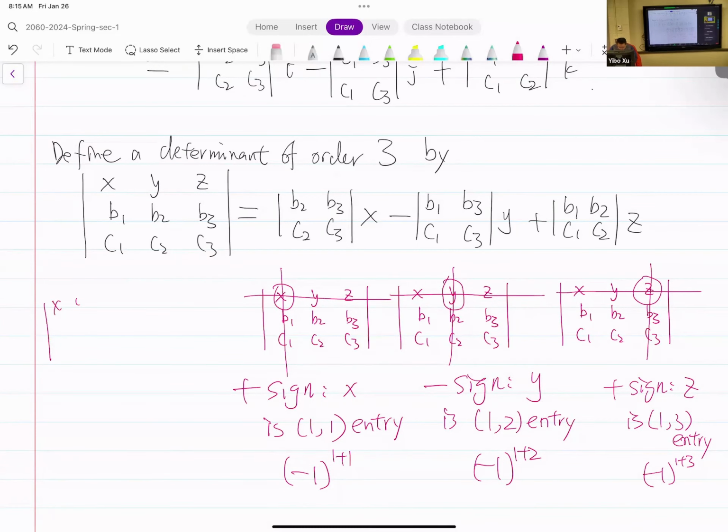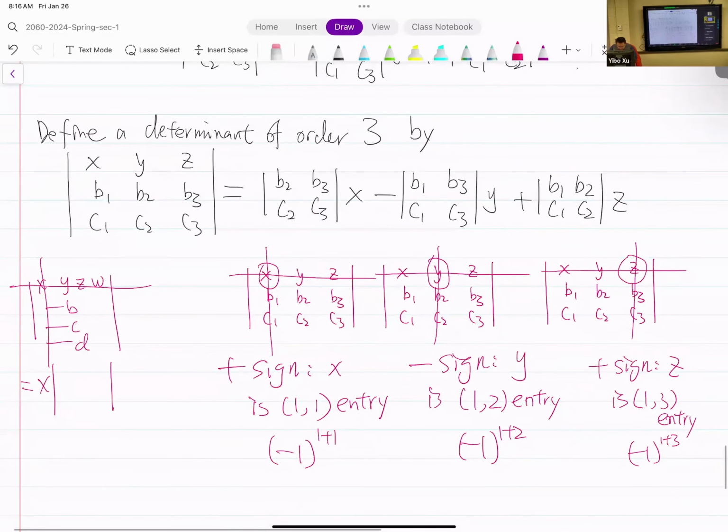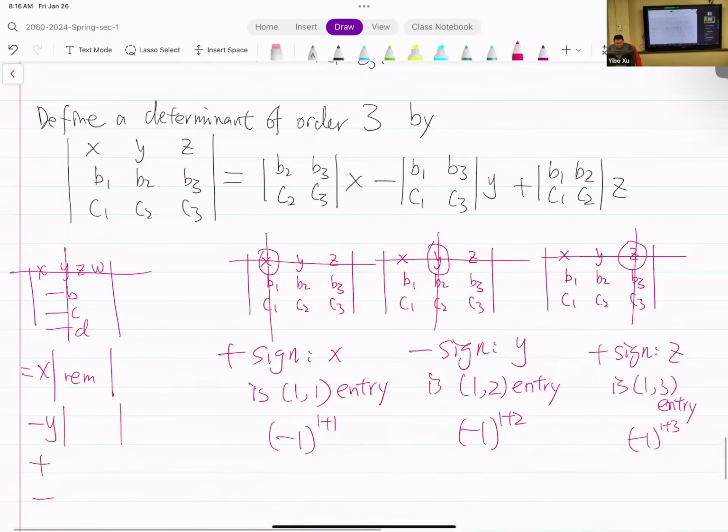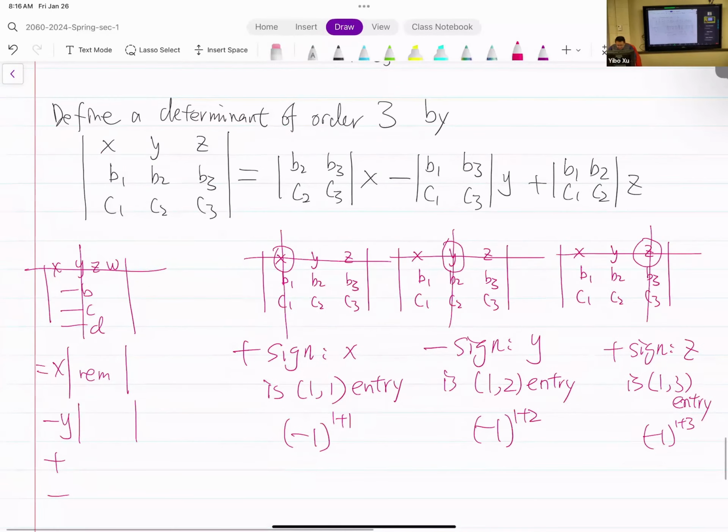So let's just say we have x, y, z, w, and then we have the row of b, the row of z, the row of d, right? And then what we do is it's going to be x times what remains when you eliminate the first row, first column. So that's the remainder, and then minus y multiplying by what remains when we eliminate the first row, second column, and then plus, and then minus. So that's the pattern that I'm trying to illustrate to you.